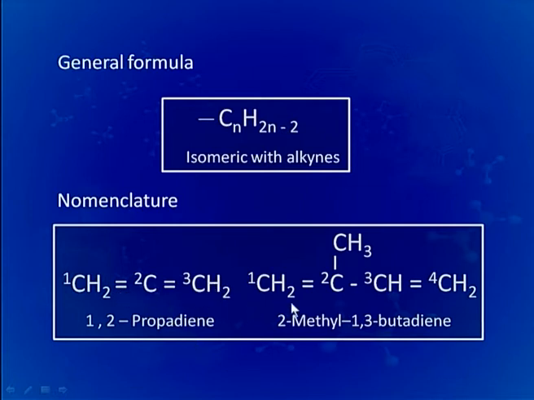Another example, we can see a methyl substituent is present at C2. So, we will prefix 2-methyl and then again for the C1 and C2 double bond we will put prefix 1 and for the C3 and C4 double bond we will put only 3, and then there are a total of 4 carbon atoms in a straight chain of carbon atoms. So, the name is 2-methyl-1,3-butadiene.